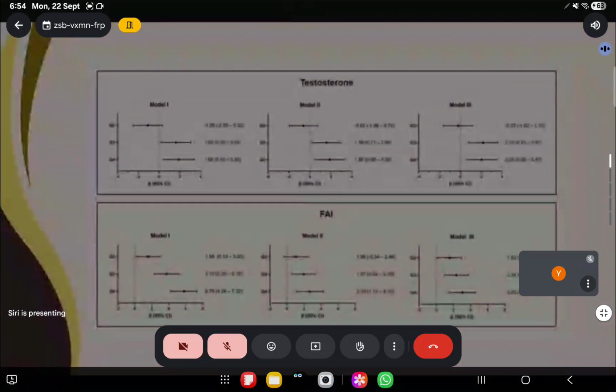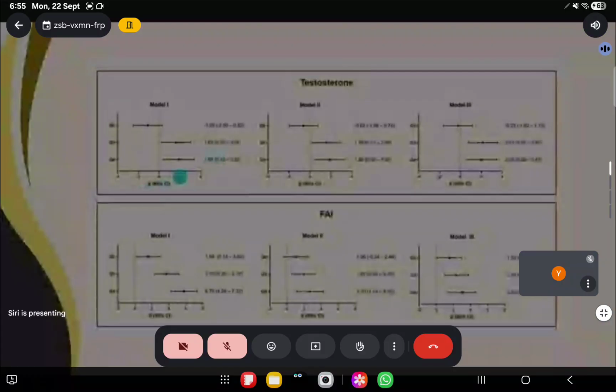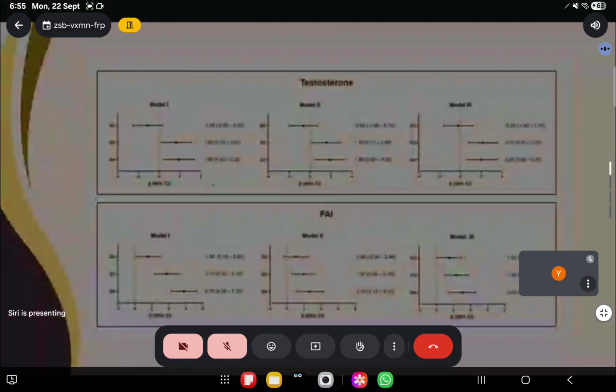This picture, as you can see, depicts the analysis of association of quartiles of testosterone and free androgen index. To give you a very simple introduction on how to interpret these results, the results were considered statistically significant if the beta value that is expressed on the x-axis was positively associated in the quartiles. That is, it crossed the 0th mark.